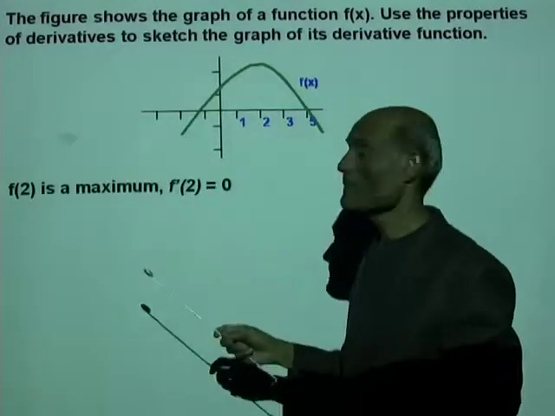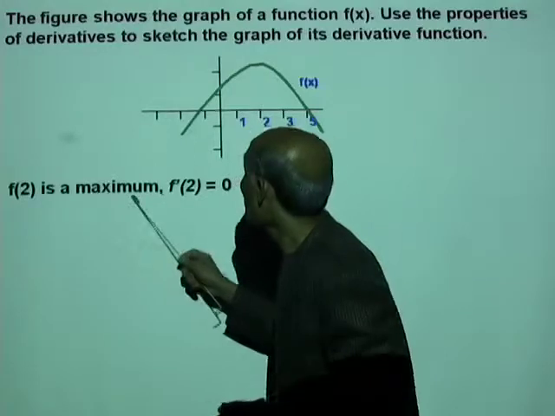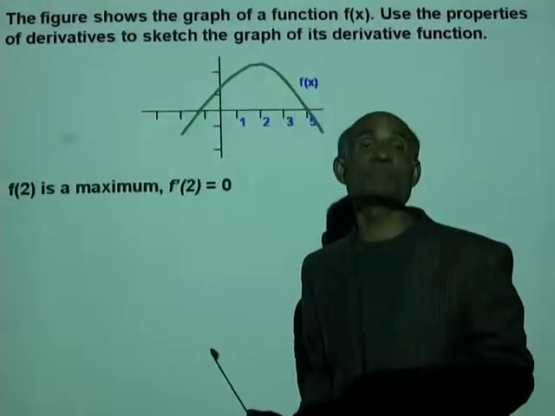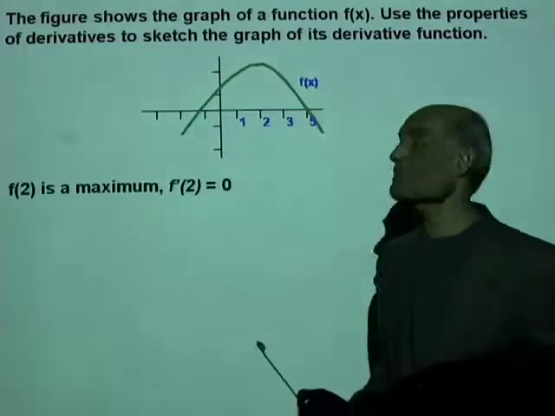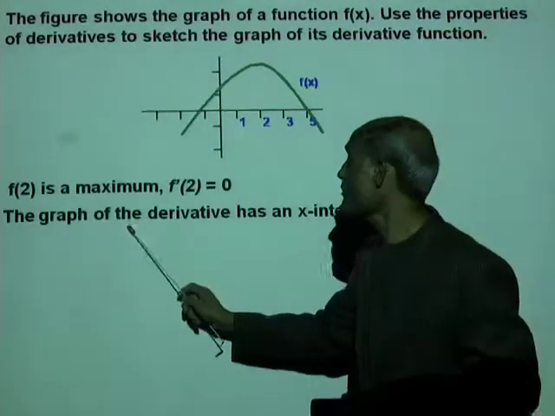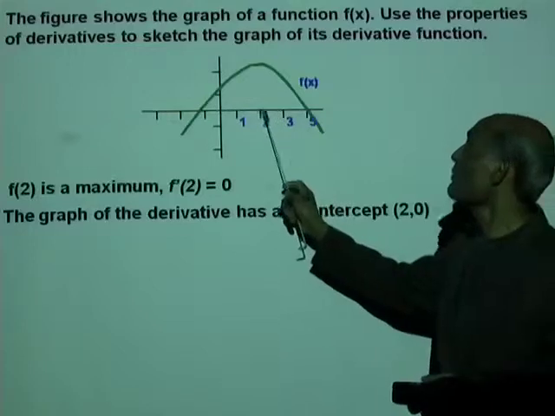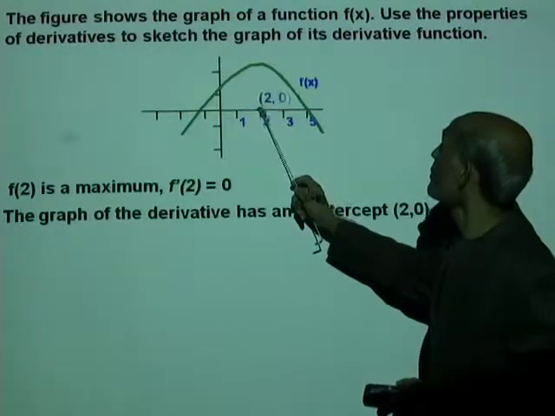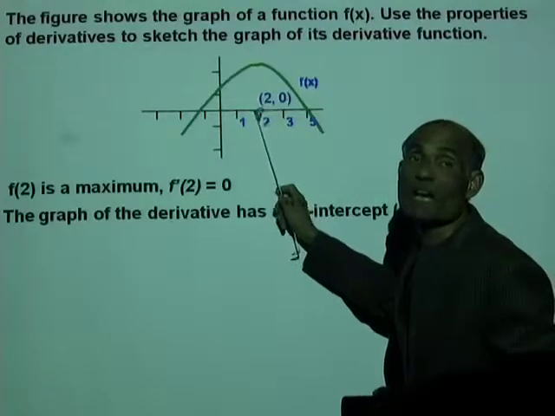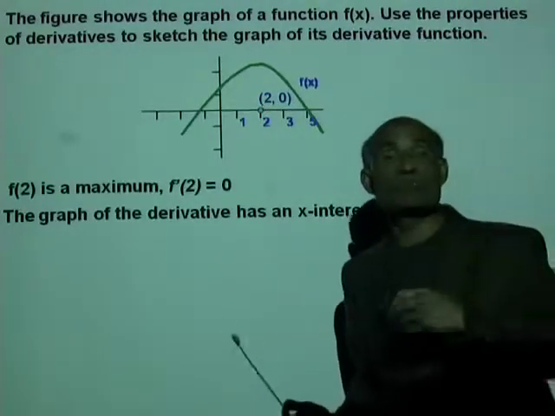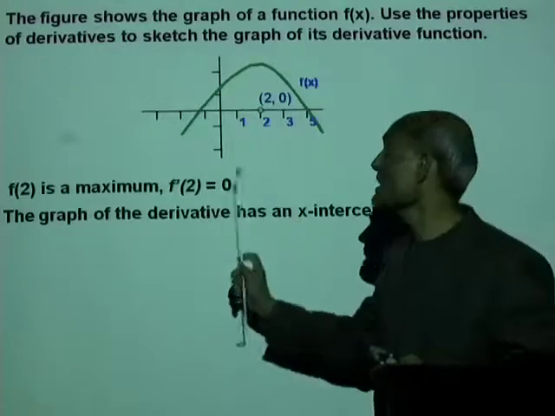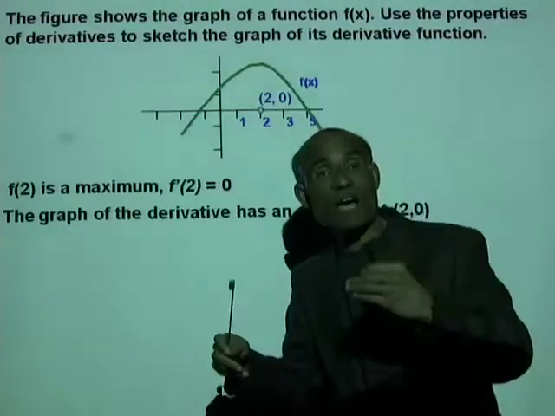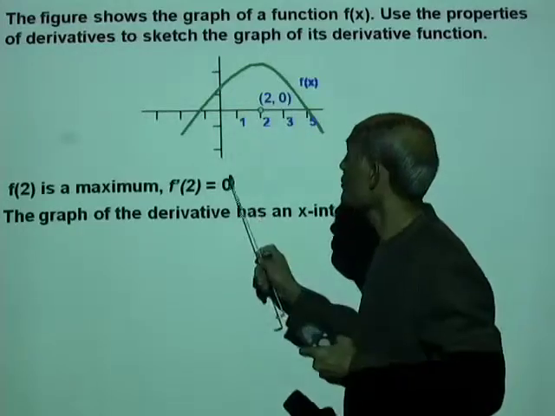Let's put it down. f of 2 is a maximum. f of 2 is a maximum means f prime of 2 equals 0. The derivative at that point is 0. The graph of the derivative therefore has an x-intercept (2, 0). The derivative graph will cut the x-axis at x equal to 2. Why? Because the value of the derivative at x equal to 2 is 0, which means its graph must cut the x-axis at that point.